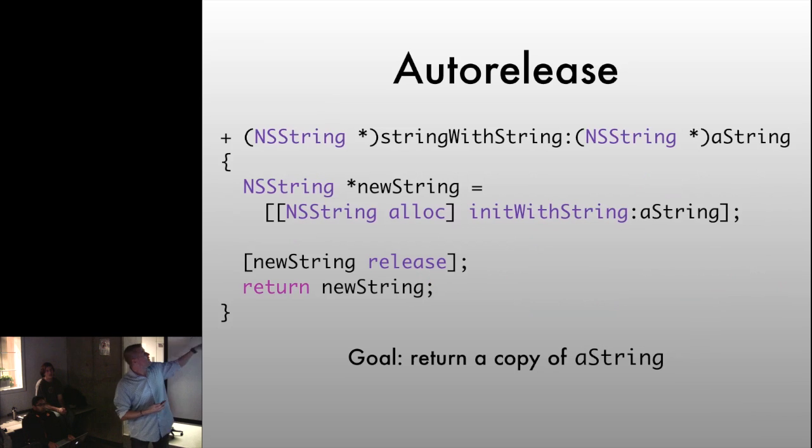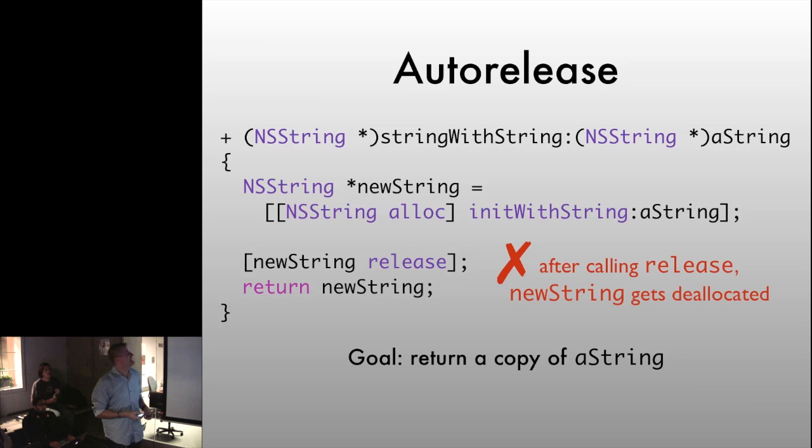We want to get away from that. So, how about this? Allocate it, release it, return it. It's probably not a good idea, right? Should be real clear, especially to C programmers. Malloc it, free it, return it. Yeah, it's not going to work so good, right?